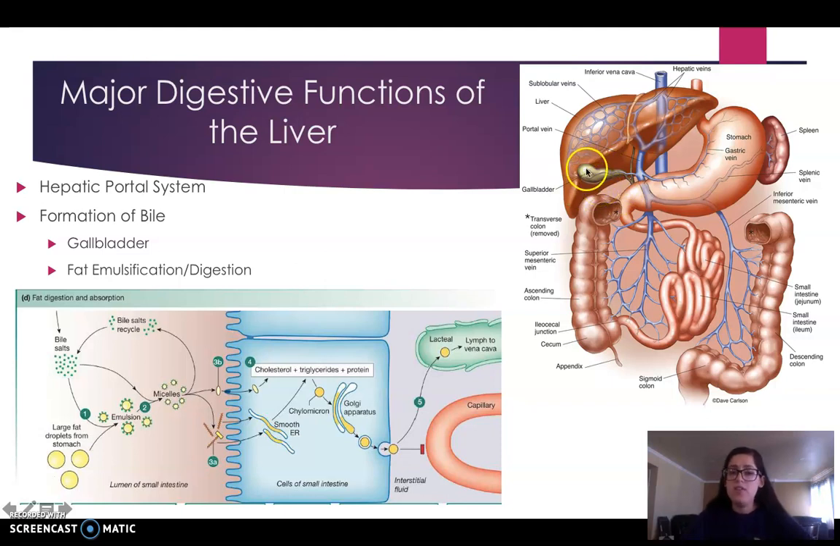It's not vital for life. You can get your gallbladder removed, and the bile duct here that is secreting bile into the duodenum will just enlarge and serve that role. So the formation of bile, why is bile so important? Because bile is necessary for digestion of fat.